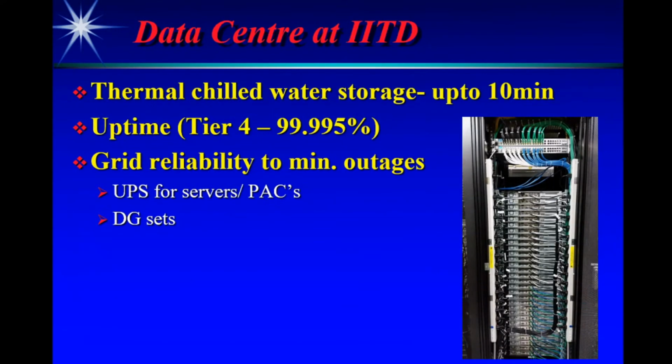So in the data center which we have at IIT Delhi, we have a small thermal storage, which could be for up to about 10 minutes. And then in any data center, we need to have a high uptime. So there are various tiers which are there. For example, tier 4 will cater to 99.99% of the time, and only for 0.005% of the time, it may not be available for several reasons. And as we know, sometimes the grid is not reliable, and therefore, for having high uptime, we have to go for UPS for servers, precision air conditioners, and maybe back them up by DG sets in case the power outages are much more.